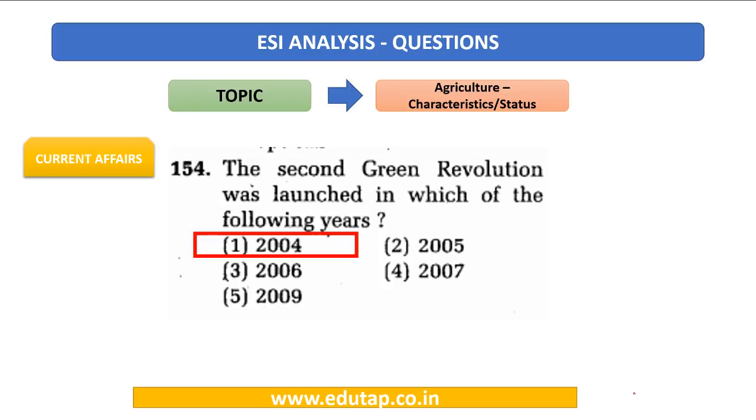Now the next question is, the second green revolution was launched in which of the following years? Now the answer to this question is 2004. It is linked again to the same topic that we had seen in the previous question, agriculture, characteristics and status. Now this kind of question is very simple, basic, and when you're reading even generally about agriculture, we link it to the green revolution, right? That is the first thing which comes to our mind. So obviously these are some important milestones and years that generally you need to be aware of. So this can also form a part of general awareness sometimes in your paper.